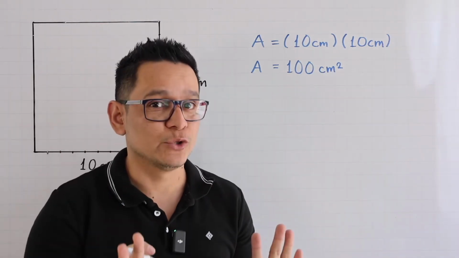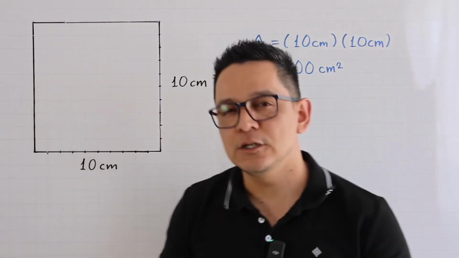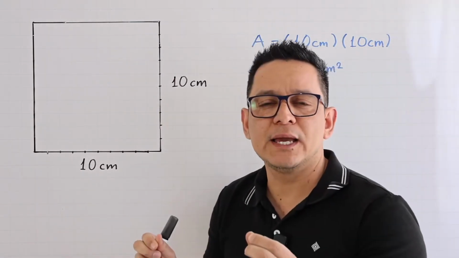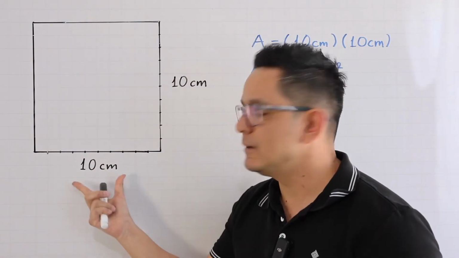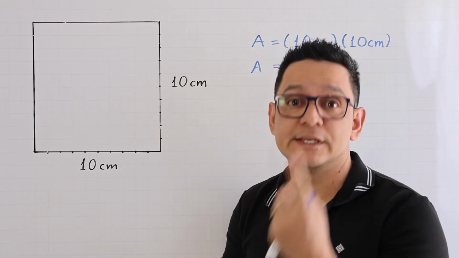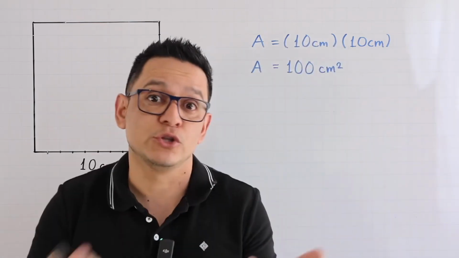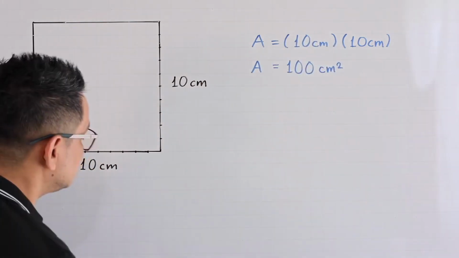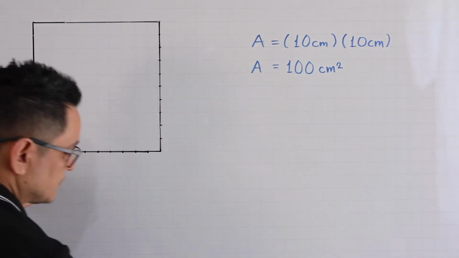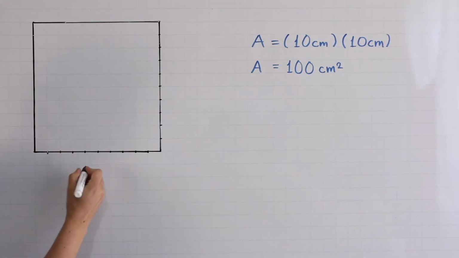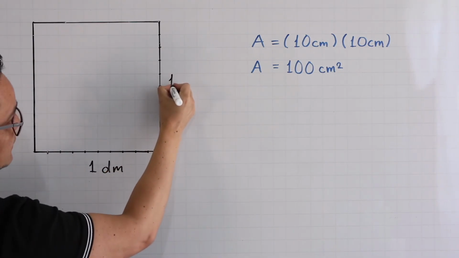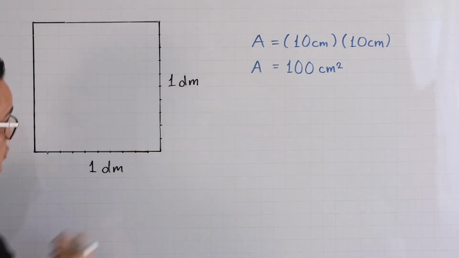There's no doubt about that, right? Now think about the following. 10 centimeters, what is that equivalent to? But for example, in decimeters. What is 10 centimeters in decimeters? Very good. It's equal to 1 decimeter, right? 1 decimeter is 10 centimeters. So, in this case, instead of writing 10 centimeters, how about we write this length in decimeters now? So, I'm going to say that here we have 1 decimeter. So over here, there will also be 1 decimeter, right?